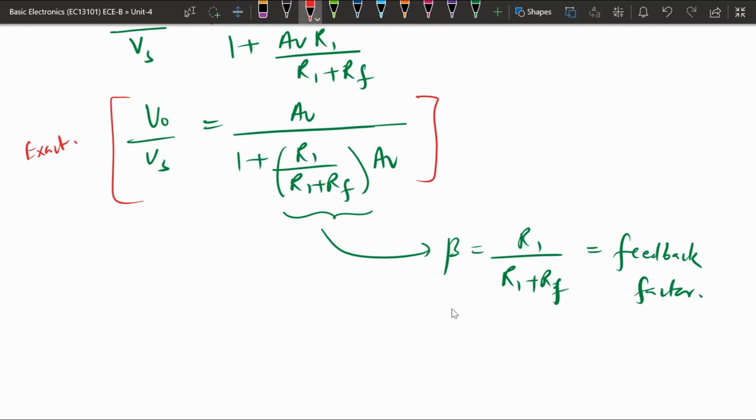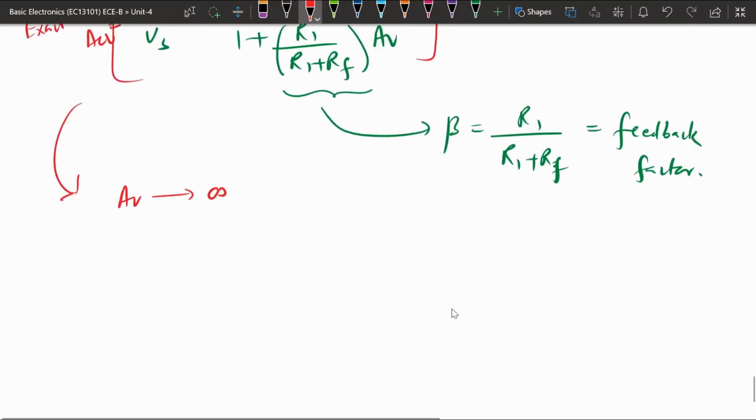If we want to apply the gain value, suppose the gain is infinity or very high, then what will be V output divided by Vs? We will see. If it is infinity, by putting the value we get infinity divided by infinity. So we can get the exact value of V0 divided by Vs. So this is your closed loop gain value. It is infinity by infinity by putting AV equal to infinity, so we need to find it by using the limit.